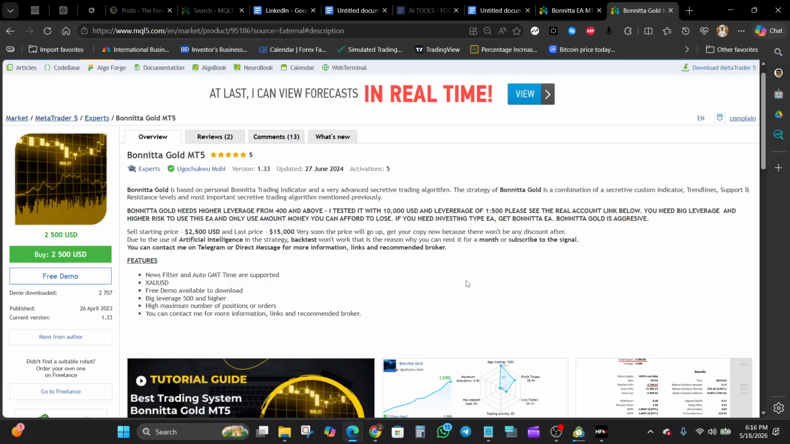Looking at the overall presentation, the EA appears heavily focused on aggressive gold market exposure combined with higher leverage conditions. The developer also mentions that users can contact them directly for broker recommendations, setup guidance, and additional information. Even though detailed historical backtest analysis isn't available here, it's still important to approach systems like this carefully and realistically. Performance can vary significantly depending on leverage, broker execution, spread conditions, slippage, lot size, and overall gold market volatility.